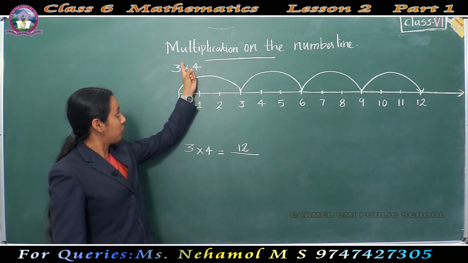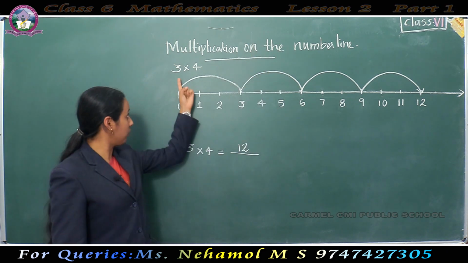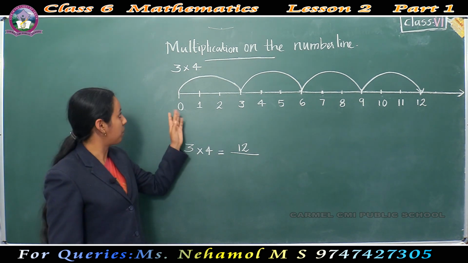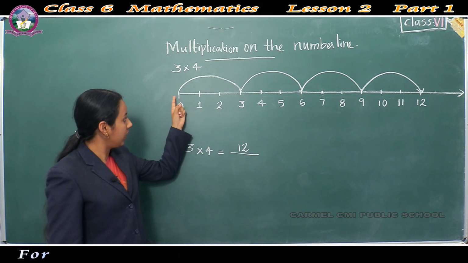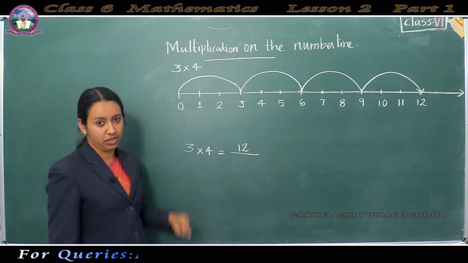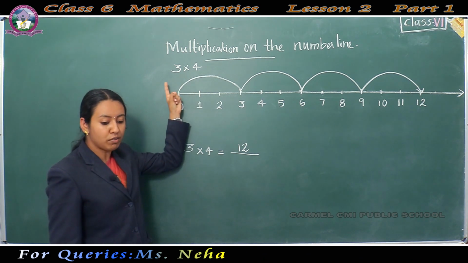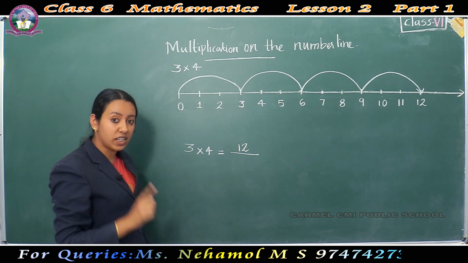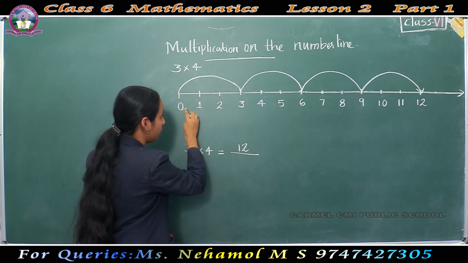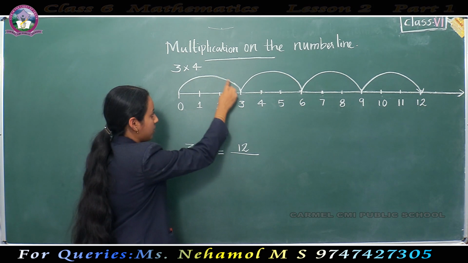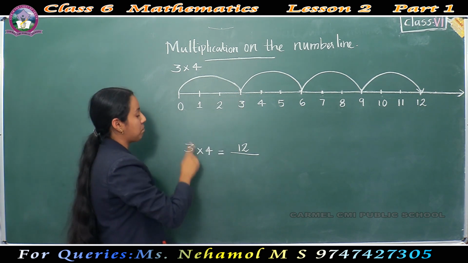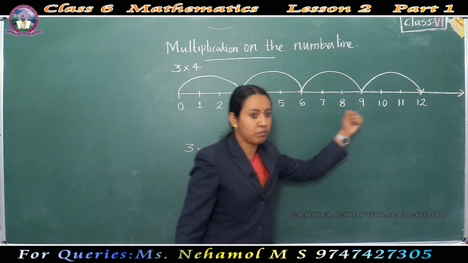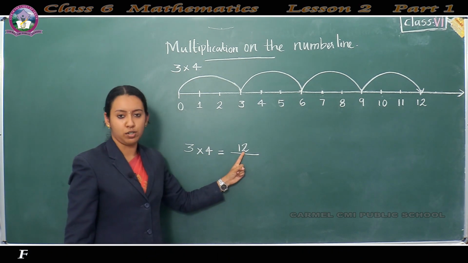One more time. Multiplication on the number line, here one example, 3 into 4. That means we have to make 4 jumps and each jump consists of 3 units. That means move 3 units at a time. One jump consists of 1, 2, 3. Make such 4 jumps. Then you will reach 12 and we got 3 fours are 12.